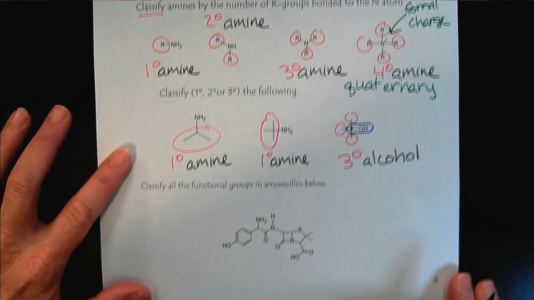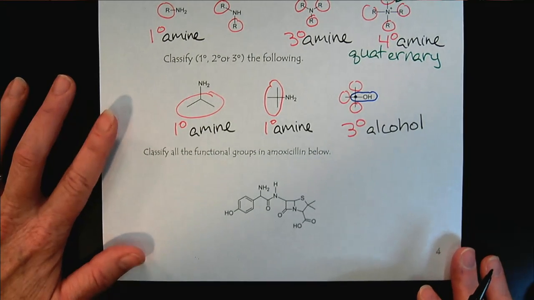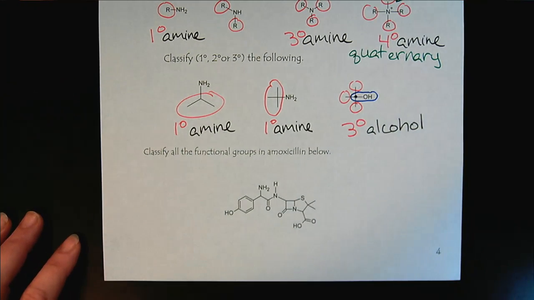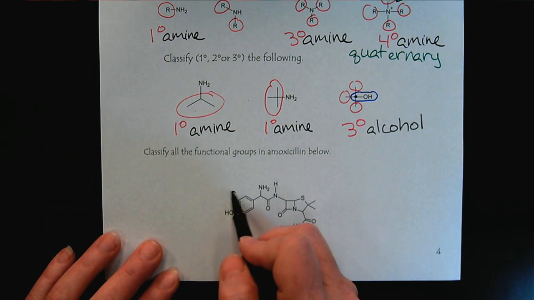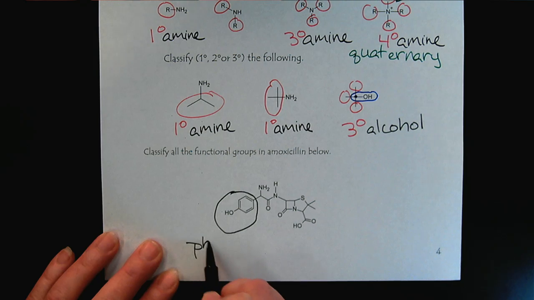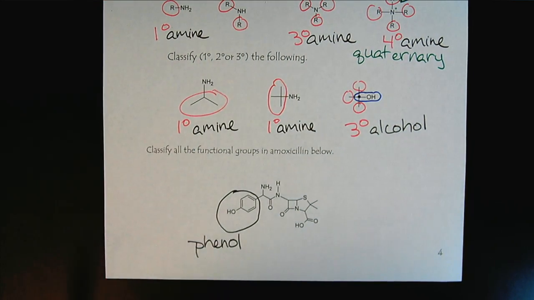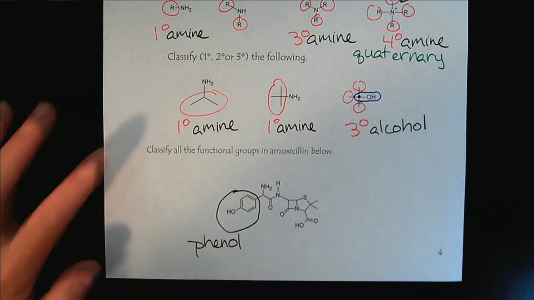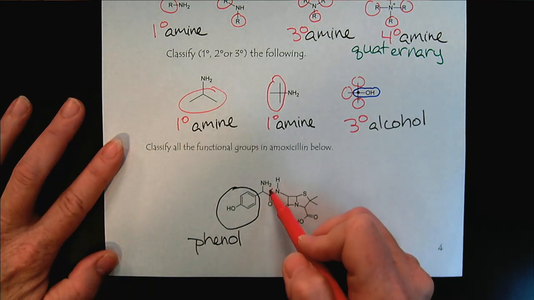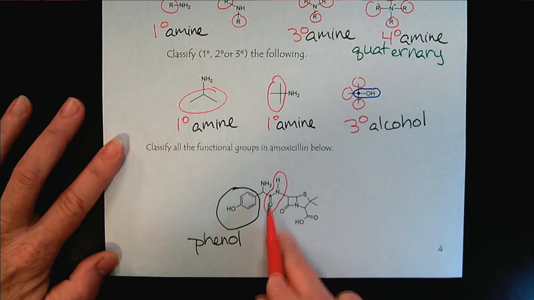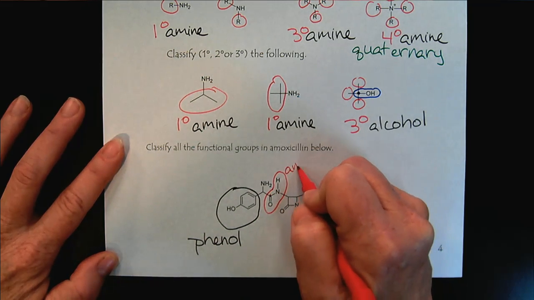And then to wrap up this tutorial, here is amoxicillin. So let's go ahead and circle and classify all the functional groups. If we do have an amine or an alcohol, go ahead and practice your primary, secondary, tertiary skills. Alrighty, so right here we see we have a phenol, an alcohol group on an aromatic ring. And then here's a carbonyl, right? So whenever we have a carbonyl, we have to look around. We notice that this carbonyl is part of an amide group.